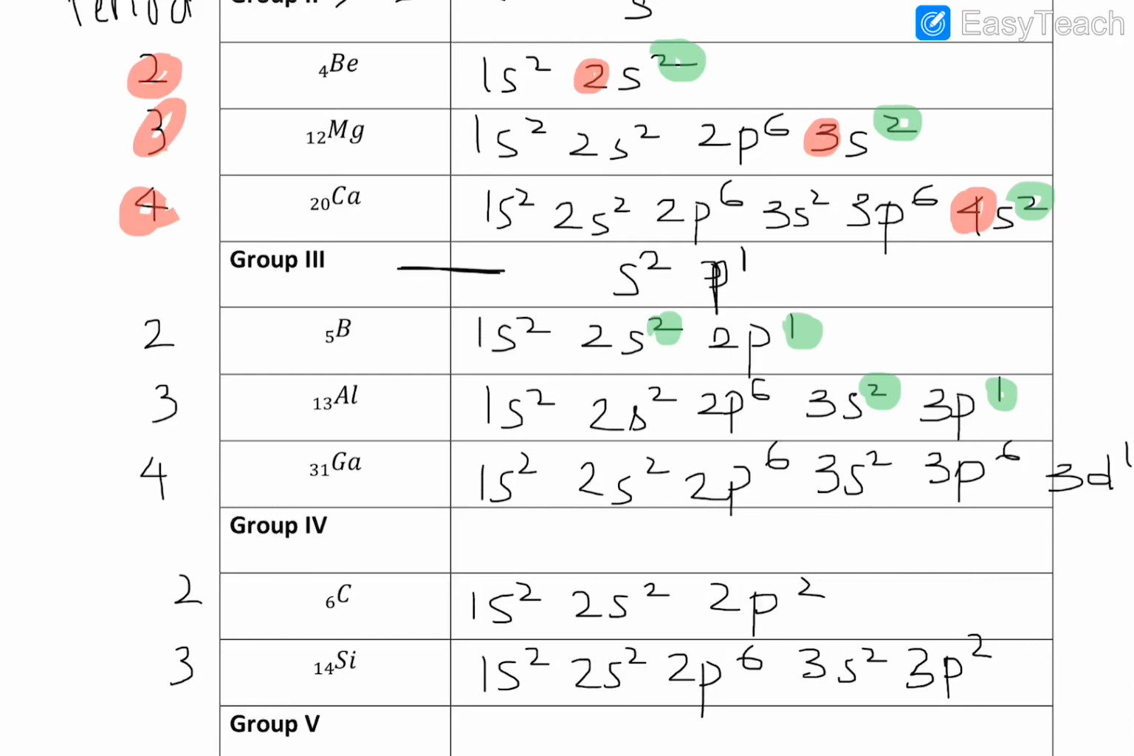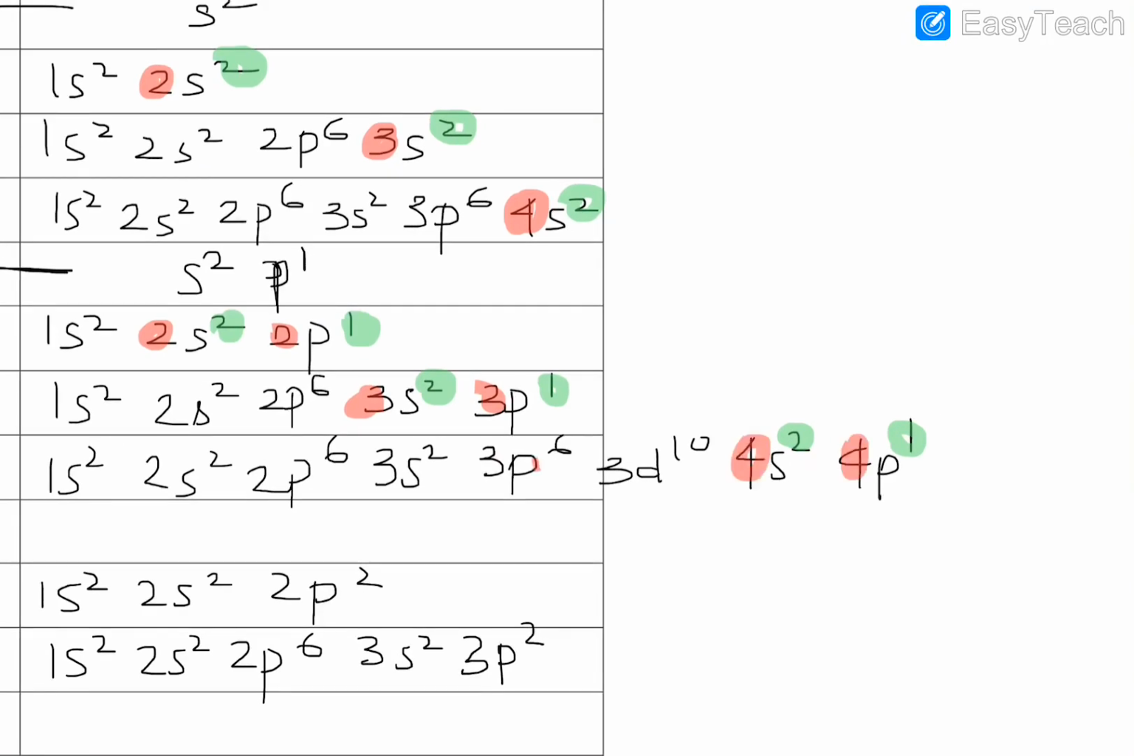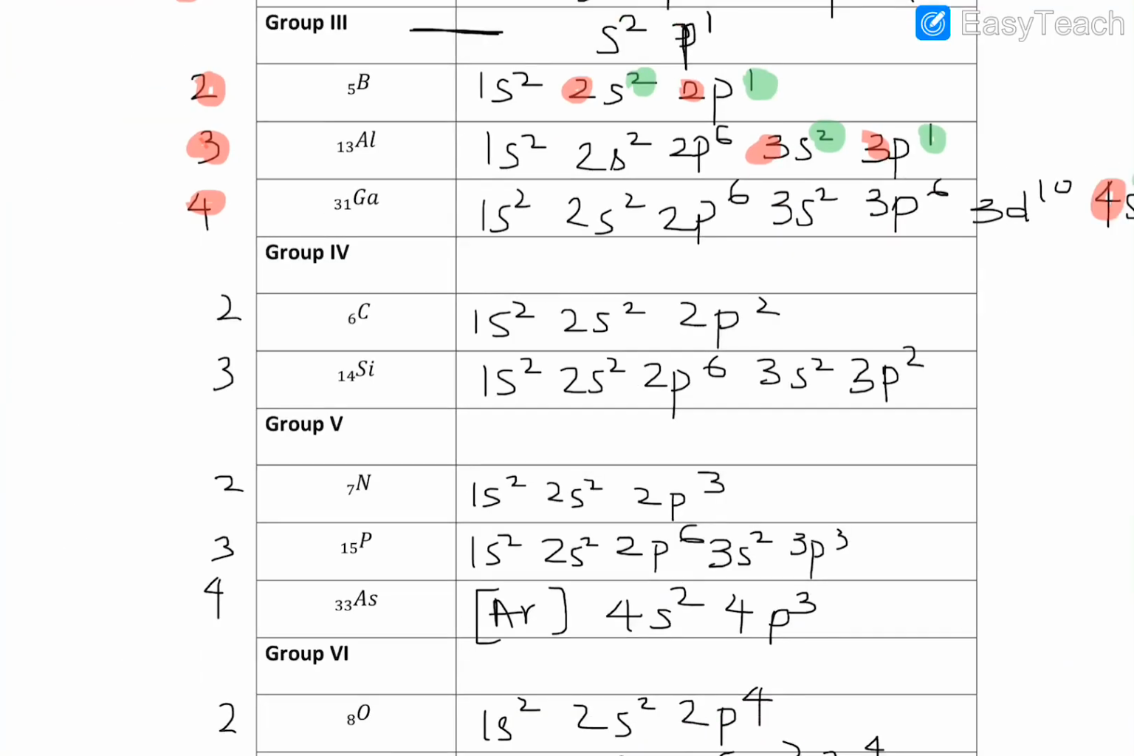And then the period number is going to tell us which level you're filling in. Pretty easy, right? And then everything else inside is completely filled. All the orbitals inside are completely filled.